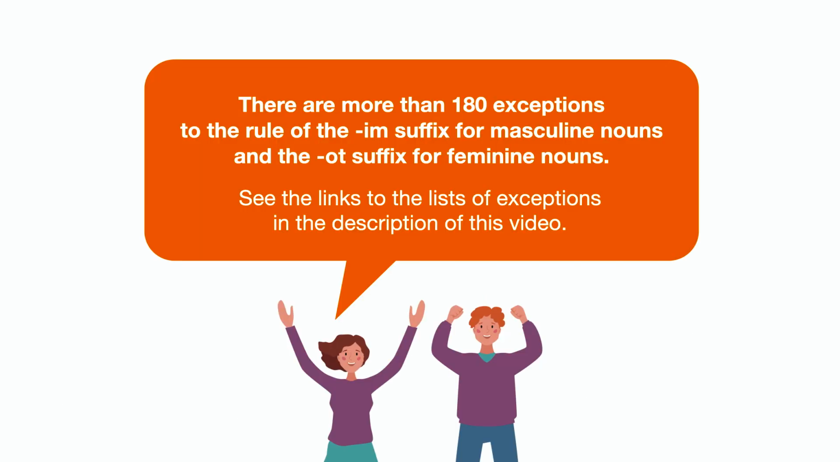So please note that there are more than 180 exceptions to the rule of adding the im suffix to make masculine nouns plural and adding the ot suffix to make feminine nouns plural. So it's really a matter of memorizing which nouns add im, which nouns add ot to make them plural. And in the description of this video, I have placed links to sites which give lists of exceptions to this rule. So it's really a matter of increasing your vocabulary as you continue learning Hebrew.